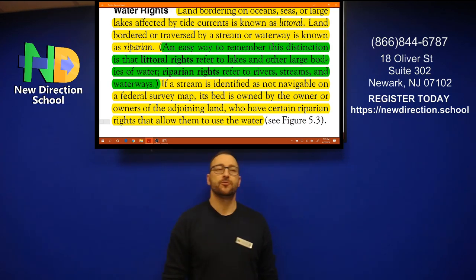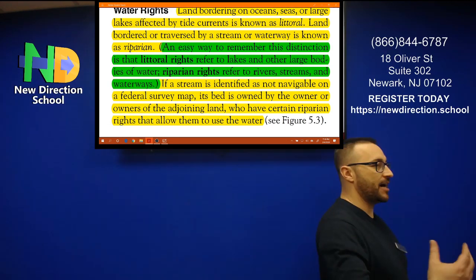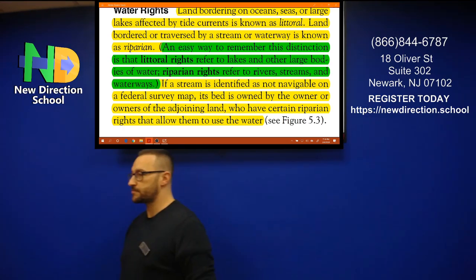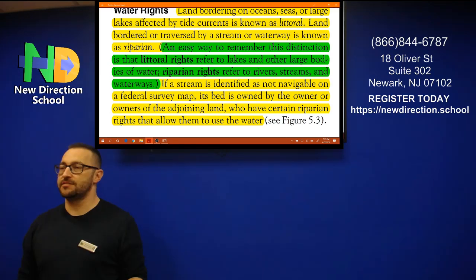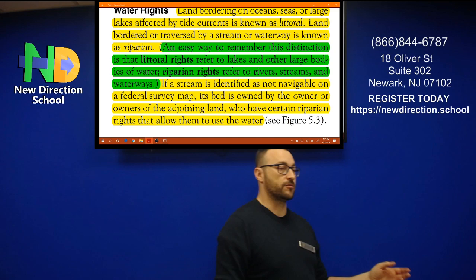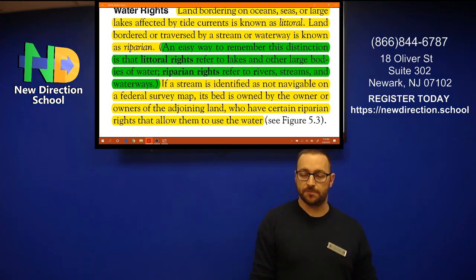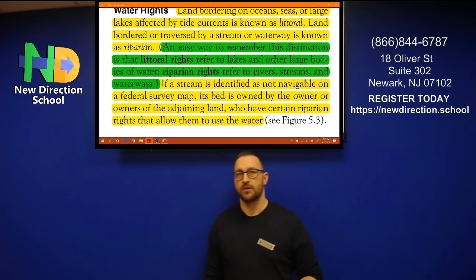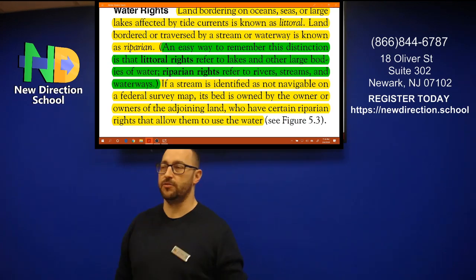Now, how do we determine if it's ours or not? If we have rights to it or not? Simple. If a stream is identified as non-navigable on the federal survey map, and I'll show you the map in a second, its bed is owned by the owner or owners of the adjoining land who have certain riparian rights and are allowed to use the water.